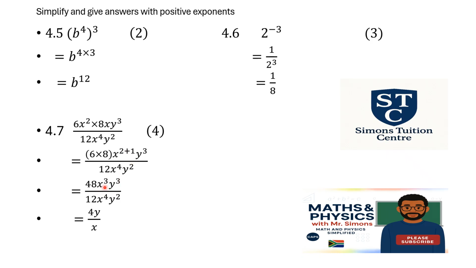So there we have 48 x cubed, y cubed over 12x to the 4, y squared. 48 divided by 12 gives me 4. So I have 4 on top. On top they have 3 x's, but at the bottom I have 4 x's. So from the 4, if I take 3 x's away, I'm left with 1 x. On top they have 3 y's, here at the bottom I have 2 y's. So if I take 2 y's away from the 3 y's, I'm left with 1 y. So my final answer, 4y over x. There, 1 mark for correctly multiplying, 1 mark for correctly adding, another mark for simplification, and then the correct answer, 4 marks.